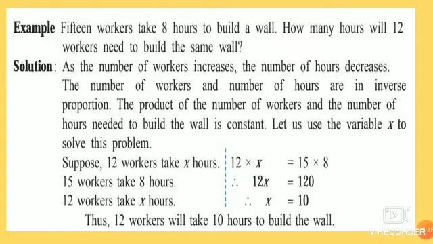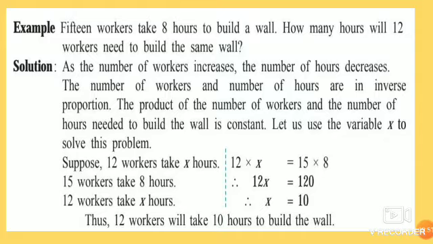Understood it? Let's take one more example. 15 workers take 8 hours to build a wall. How many hours will 12 workers need to build the same wall? Here also you have to draw the table for it. Then write the workers there and below that hours, because here hours are given. In the first condition there are 15 workers and in the second condition there are 12 workers. The number of workers is decreased.